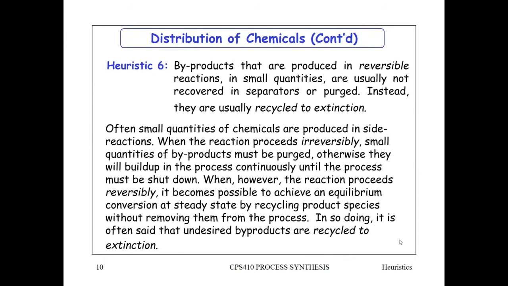A plus B goes to C. It's a reversible reaction, and C is not a desired product. You can recycle the C and push up the concentration of C in the recycle loop. That way you will increase the reverse reaction back to A plus B. By increasing the concentration of C sufficiently, you can make the forward reaction equal to the backward reaction, and then there is no C being produced.